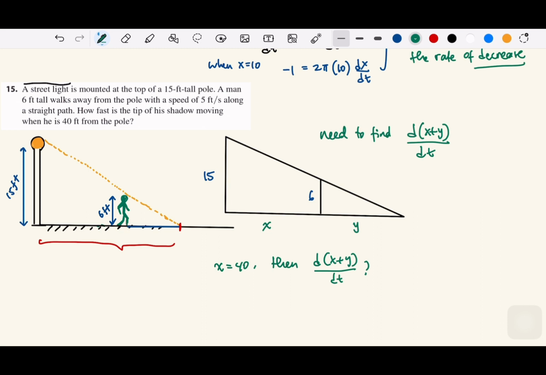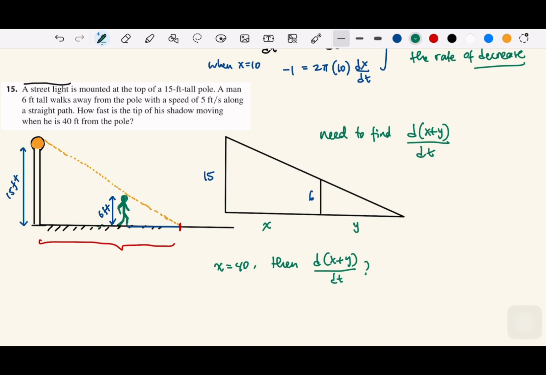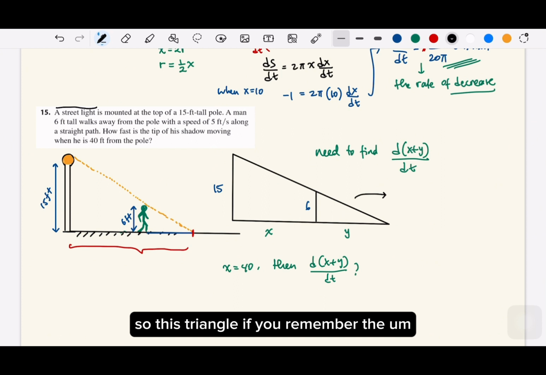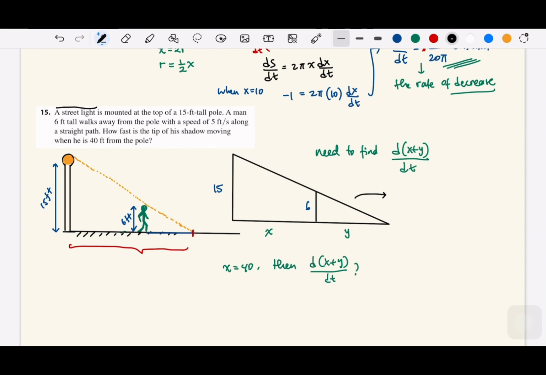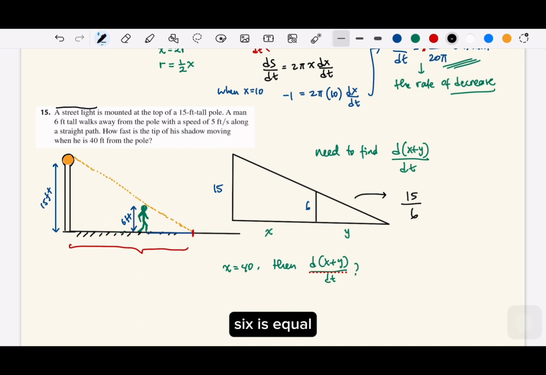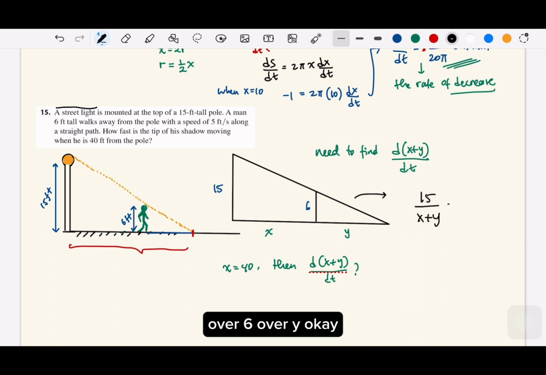We need to write down the formulations that can relate everything. Okay, I think we can start with this triangle. If you remember, in junior high or high school you have the ratio between similar triangles. So 15 over 6 is equal to x plus y over y. Is that correct? Or maybe better if I write 15 over 6 equals x plus y over y.